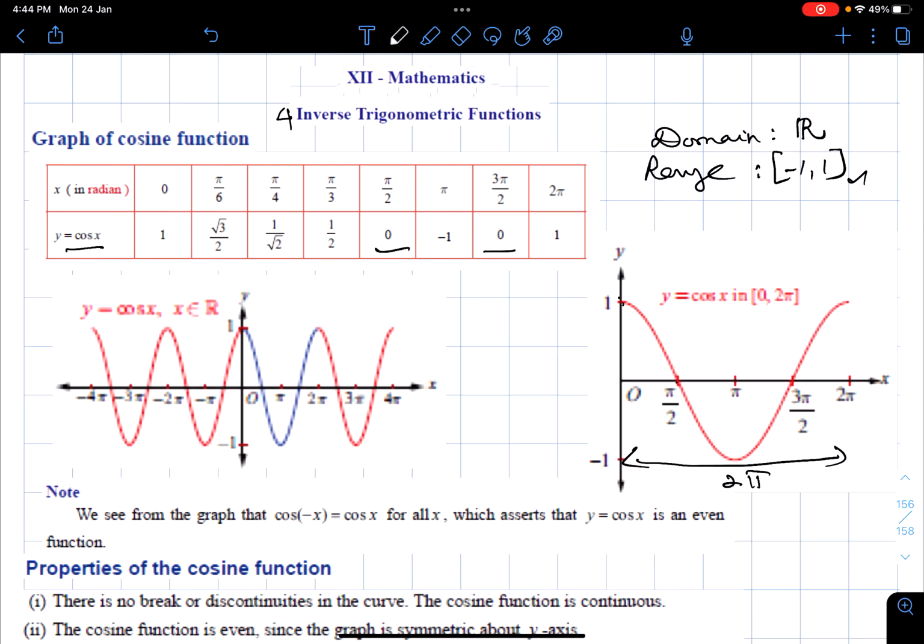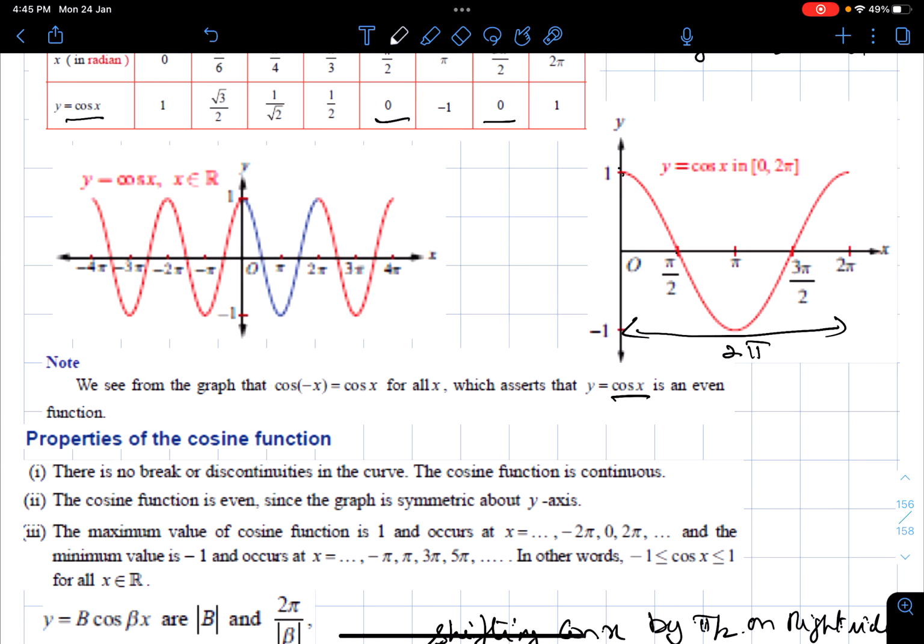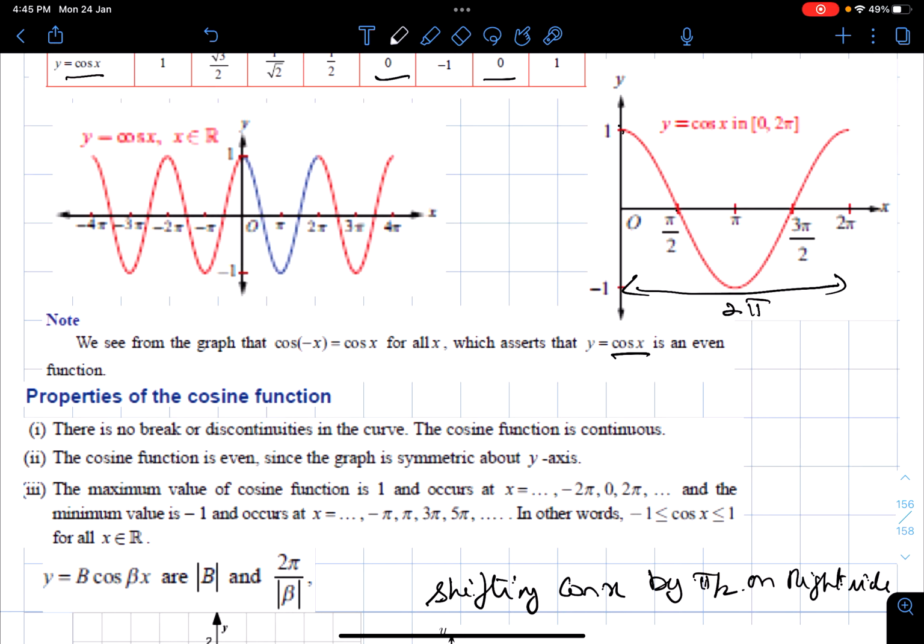Similarly we can draw on both sides, the positive side as well as the negative side. I have repeated the curves. From this we see that cos of minus x equal to cos x for all x, that means it is an even function. As you have seen in sine, there is no break or discontinuity in the curve, so it is a continuous function. The cosine function is even since the graph is symmetric about the y-axis, this side and this side are symmetrical.